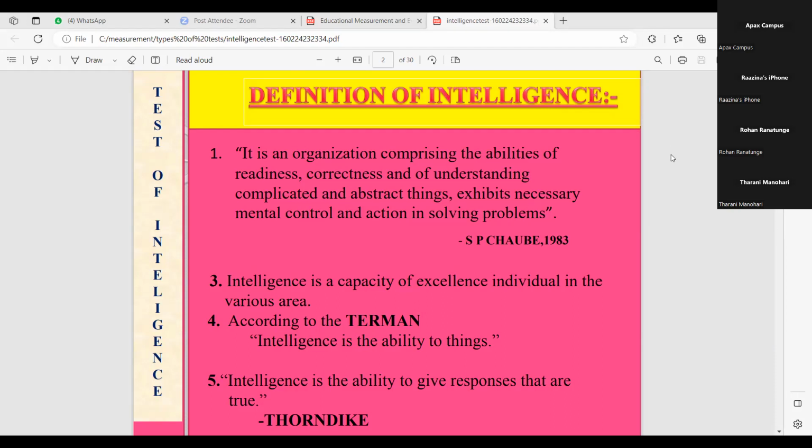It is an organization comprising the abilities of readiness, correctness, and of understanding complicated and abstract things. Exhibits necessary mental control and action in solving problems. So you can see several basic things here. We have understanding complicated and abstract things, and exhibits necessary mental control and action in solving problems. So we have two things. One is abstract things. The other one is solving problems. What are these abstract things? Complicated and abstract things.